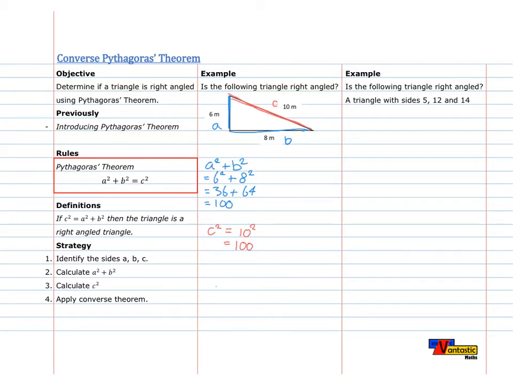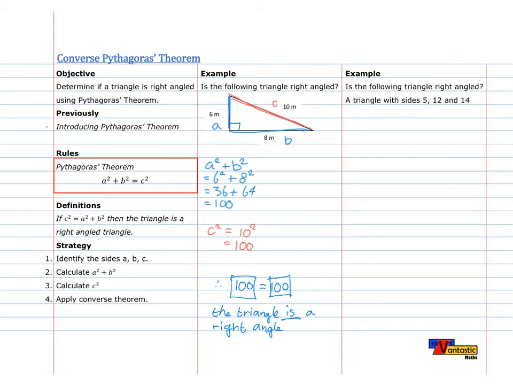So therefore, because 100 is equal to 100, the triangle is in fact a right-angled triangle. So because Pythagoras' theorem works here, a squared plus b squared is equal to c squared, this triangle does in fact have a right angle.